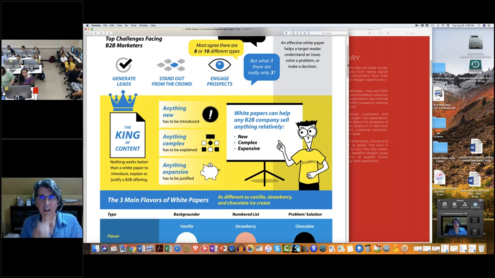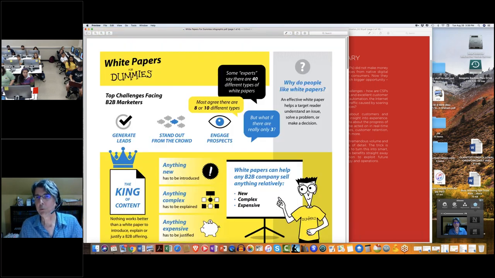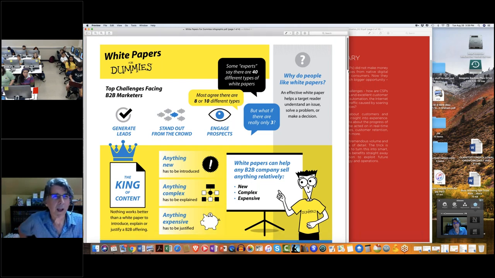And as I was looking at them, I always believed what everybody else said, that there's 8 or 10 different types of white papers. And some people say there's 40 different types of white papers. Boy, that's enough to fry anybody's brain. But then I thought, as I was looking at these things, boy, they really fall into this pattern. They really fall into these three big patterns, you know?